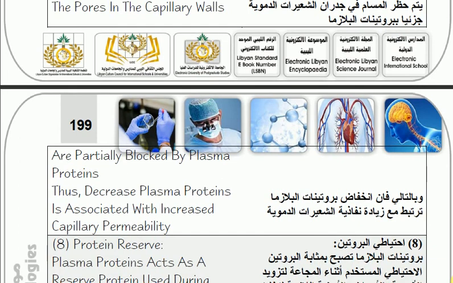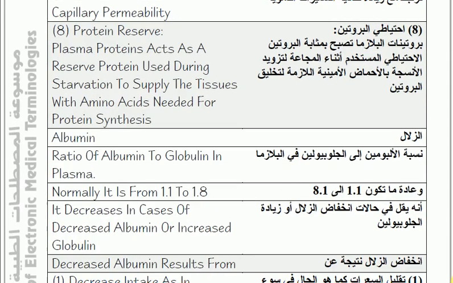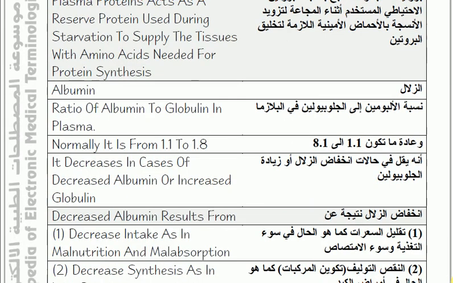8. Protein reserve. Plasma proteins act as a reserve protein used during starvation to supply the tissues with amino acids needed for protein synthesis. Albumin. Ratio of albumin to globulin in plasma. Normally it is from 1:1 to 1:8. It decreases in cases of decreased albumin or increased globulin.